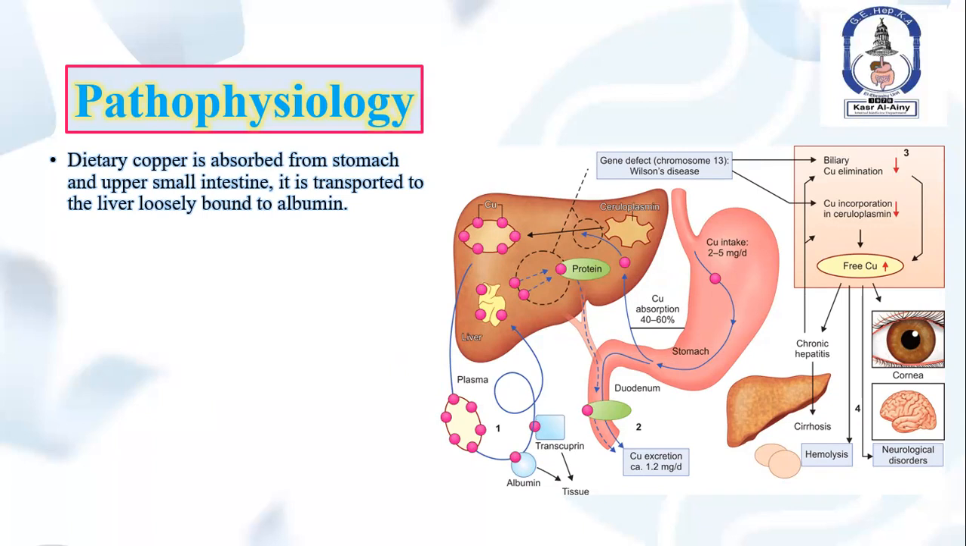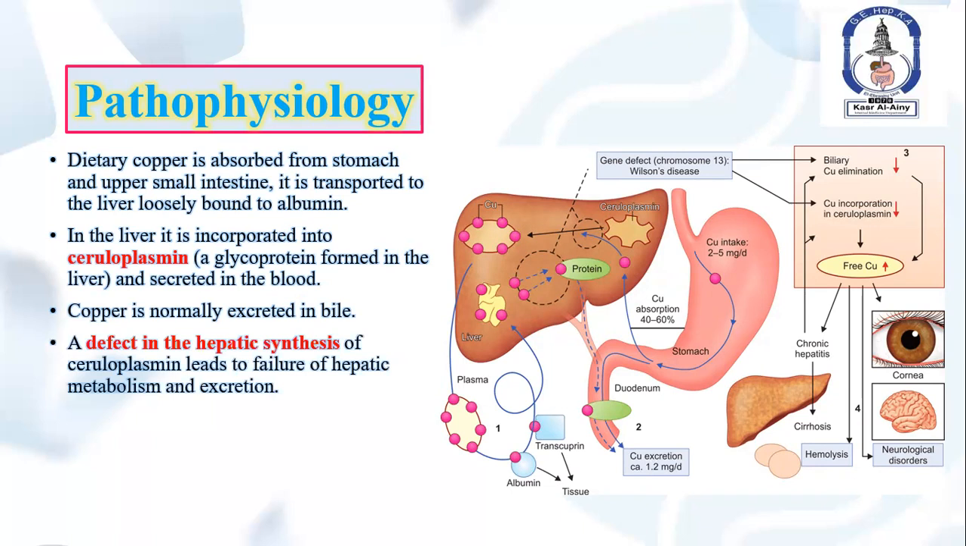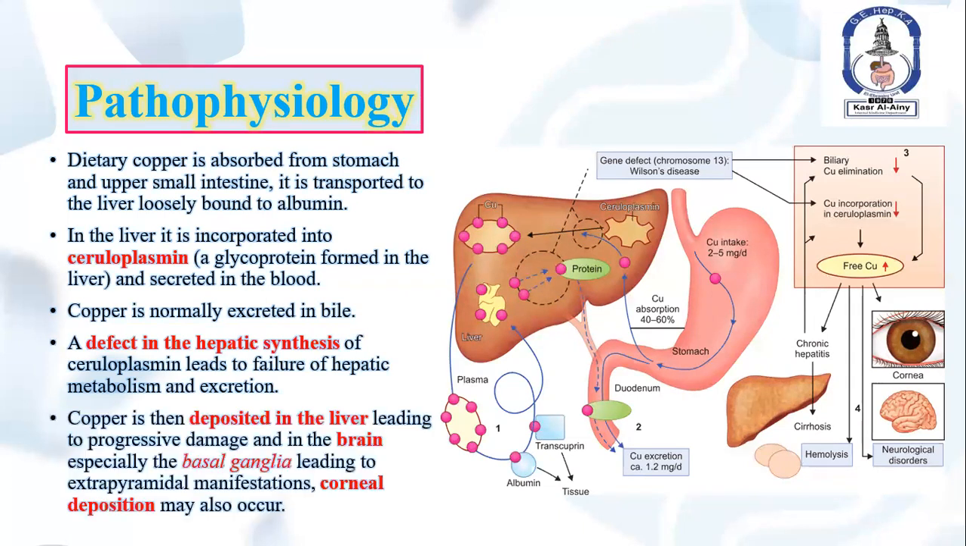It is transported to the liver loosely bound to albumin. In the liver, it is incorporated with ceruloplasmin. This is a glycoprotein formed in the liver and secreted in the blood. Later on, copper is normally secreted in the bile. In patients with Wilson's disease, there is a defect in hepatic synthesis of ceruloplasmin. This means that the copper will not be conjugated to ceruloplasmin. It will not be carried by ceruloplasmin, leading to failure of hepatic metabolism and excretion of copper.